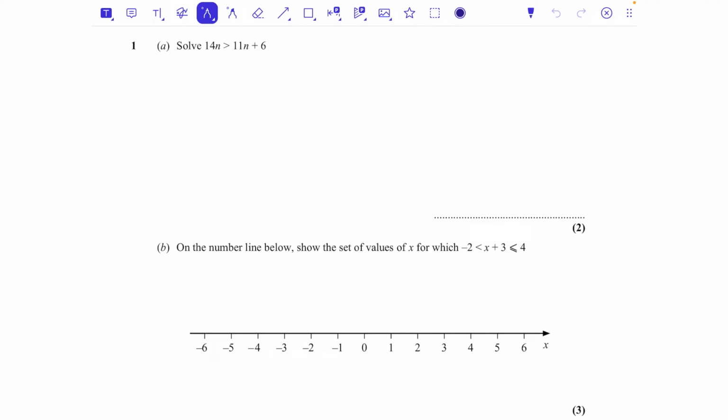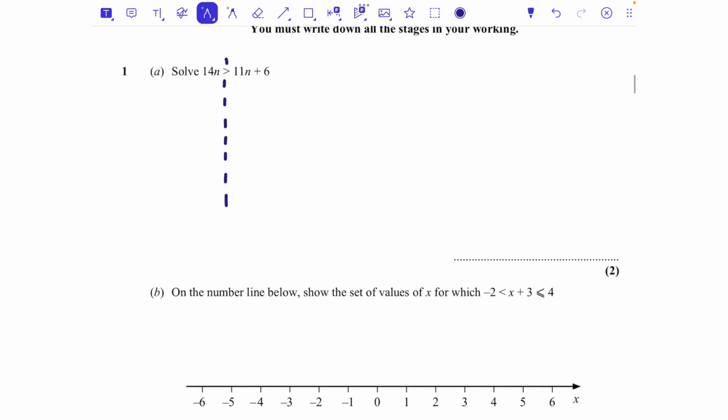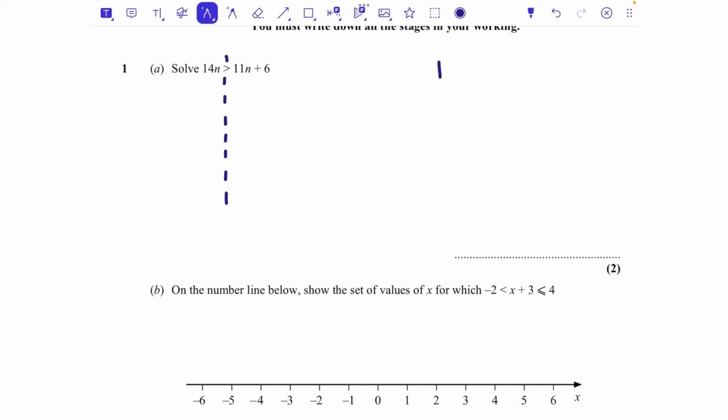Question number 1, solve 14n is greater than 11n add 6. So what we're going to do is put our dotted line where the inequality symbol is. Now a lot of students prefer to change inequalities to equations. So you might want to write 14n equals 11n add 6. It's the same process as solving an equation. It's all exactly the same, but what students forget to do is then put it back as an inequality. So I would say it's better just to stick with it as it is, but if you'd prefer, just please don't forget to put it back at the end.